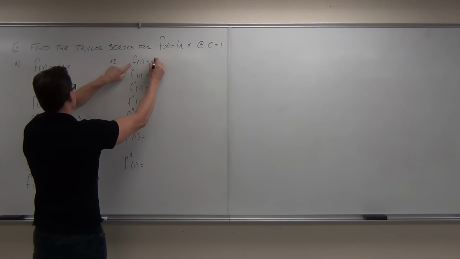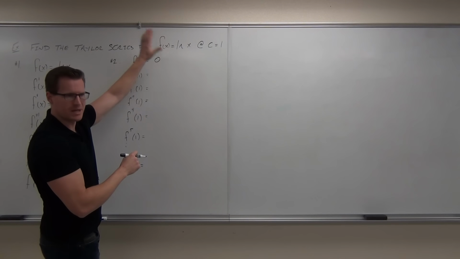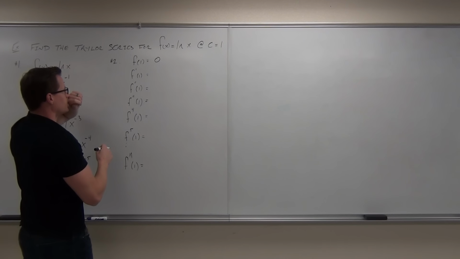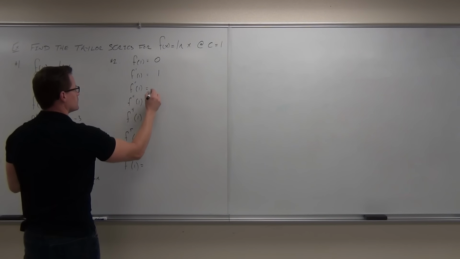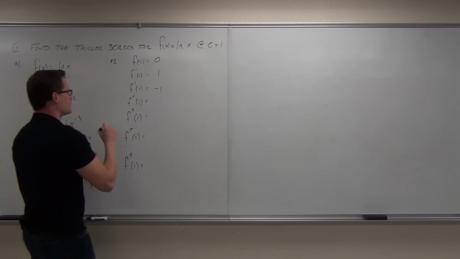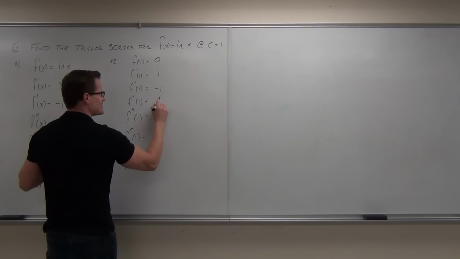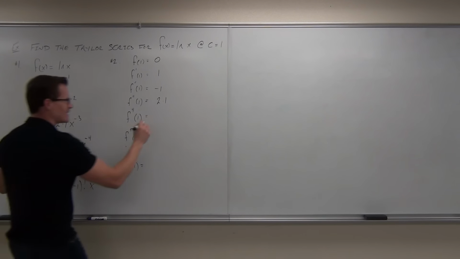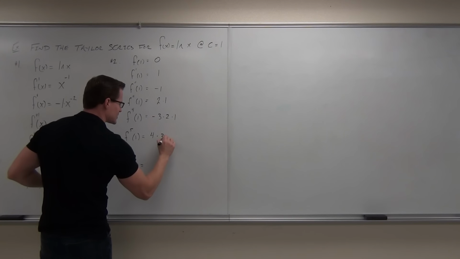F of 1 is, what is it? 0. Good, because if I plug in 1, I get 0. Now, we just determined that's not going to be part of our pattern, so we're going to be omitting that term. How about this one? 1. How about the next one? Negative. How about the next one? Negative, or 2. Plug in 1, you're going to get 2 times 1. Plug in 1, you're going to get negative 3 times 2 times 1. Plug in 1, you're going to get positive 4 times 3 times 2 times 1.